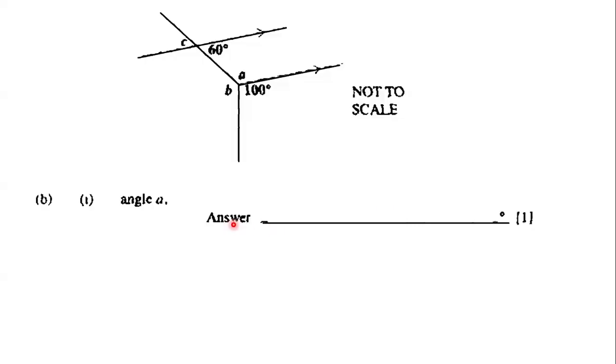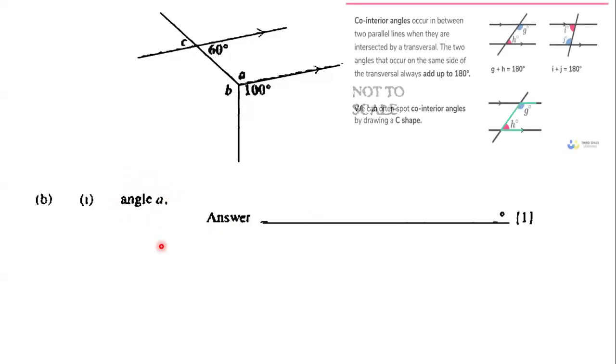Here, our goal is to determine the size of angle A. And notice that we can often spot co-interior angles by drawing a C shape. So let's draw a C shape. Notice here we have a C shape that is drawn. And notice that we have 60 degrees and angle A inside of this C shape. Indeed, 60 degrees and angle A are co-interior angles.